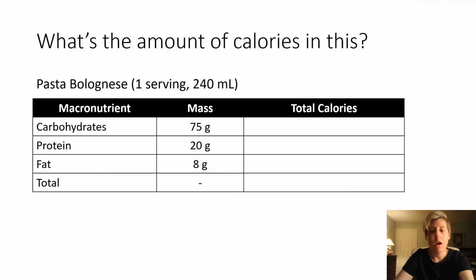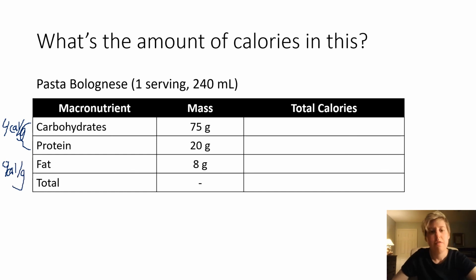So if I'm looking at an example of food, here we have pasta bolognese, and we're looking at how many calories we would get in this amount of food. The key thing that we need to remember, again, is that our carbohydrates and our protein have 4 calories per gram, and our fat gives us 9 calories per gram.